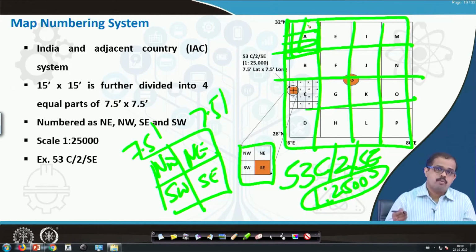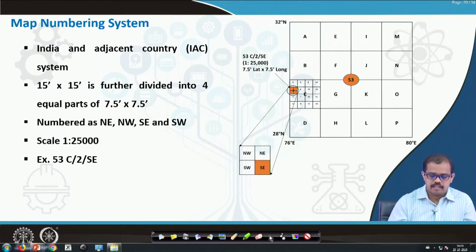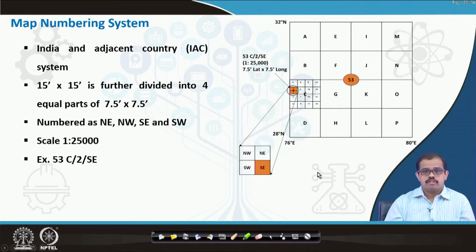It becomes 1:50,000, and each number is then divided into 4 boxes of 7.5 minutes by 7.5 minutes, representing northeast, northwest, southeast and southwest, which is representing 1:25,000 units on the ground. So this is how your map numbering system for India and adjacent countries is done. Okay. So I hope everyone has understood how you number a particular map.